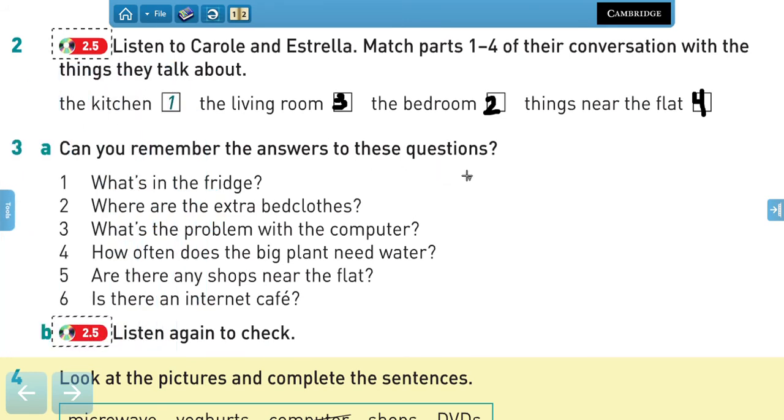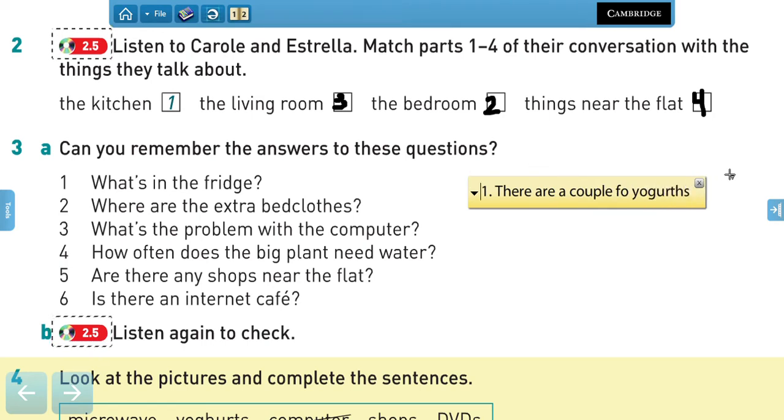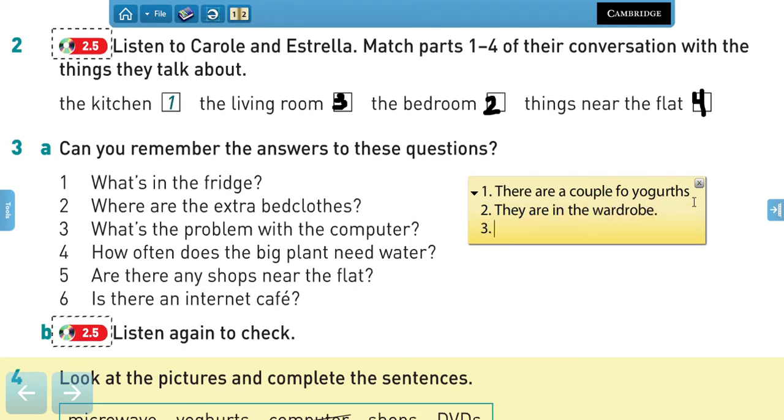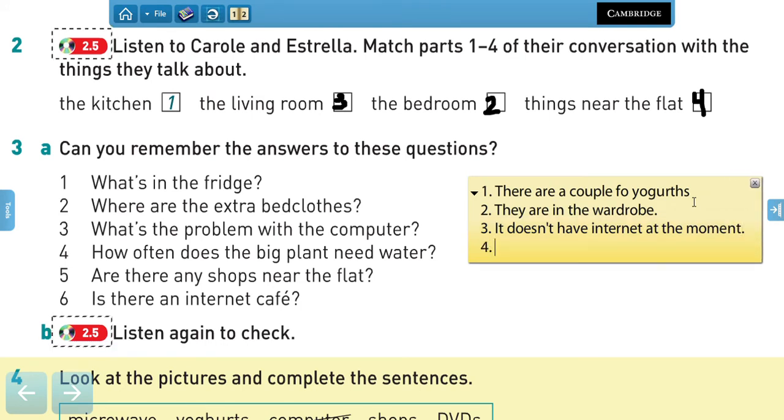So the first question was, what is in the fridge? So she said that in the fridge there are a couple of yogurts, right? There are a couple of yogurts. Number 2, where are the extra bedclothes? They are in the wardrobe. What's the problem with the computer? It doesn't have internet at the moment. How often does the big plant need water? She said 3 or 4 times a week.